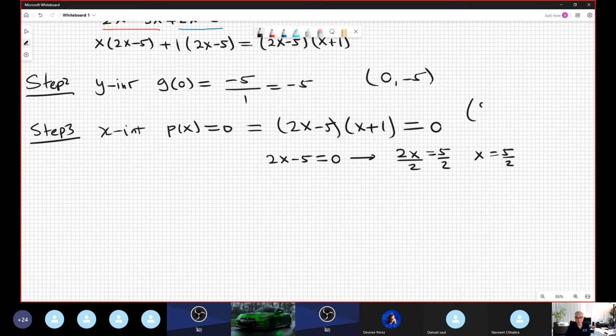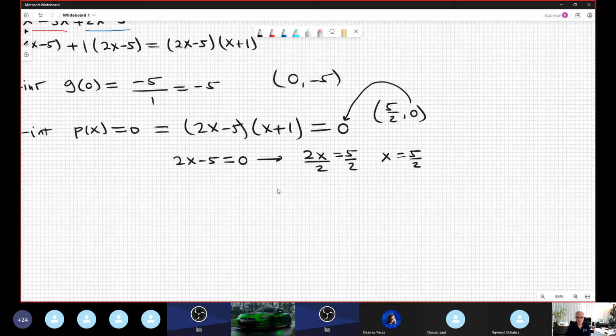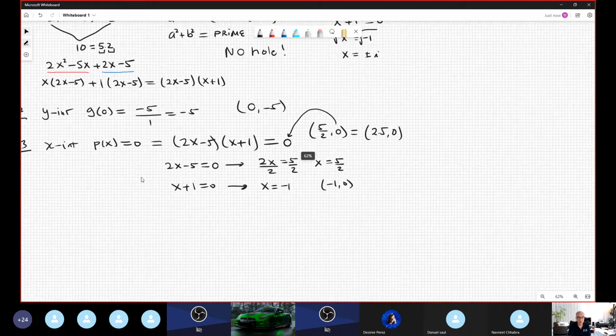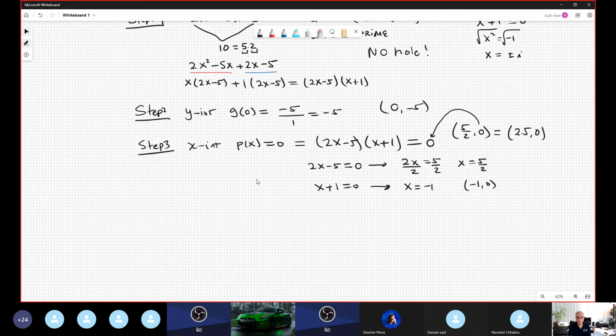That is the point 5 over 2, 0, because I assume that the y is 0. Look at that. If you don't like the fraction, no problem, because this is equivalent to 2.5, 0. You put it in the calculator. And the second is x plus 1 equals 0, and the factor is x equals minus 1. And the other x-intercept is the point -1, 0. Oh, good. In this example, different. In this example, we have only one y-intercept, but we have 2 x-intercepts.